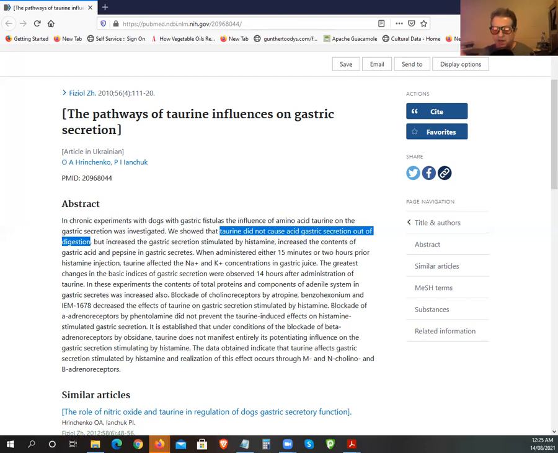Now, obviously, if you've been eating species-inappropriate foods and you've stuffed up your stomach and you can't get that low pH, or you've taken proton pump inhibitors and stuff like that, and you've really deranged the whole system, then obviously things aren't going to work as they should. But basically, this is what it's supposed to do. But increased gastric secretion stimulated by histamine. So as you can see, histamine is involved.